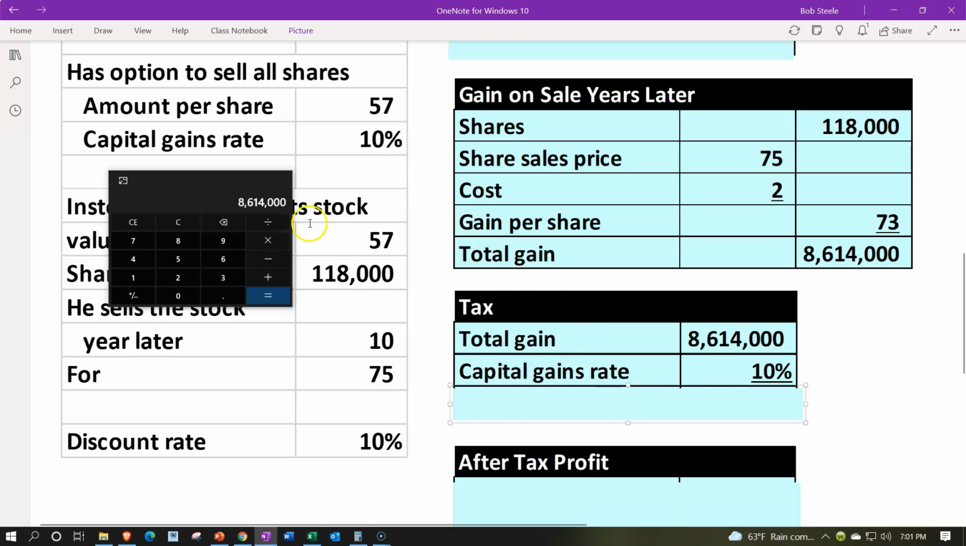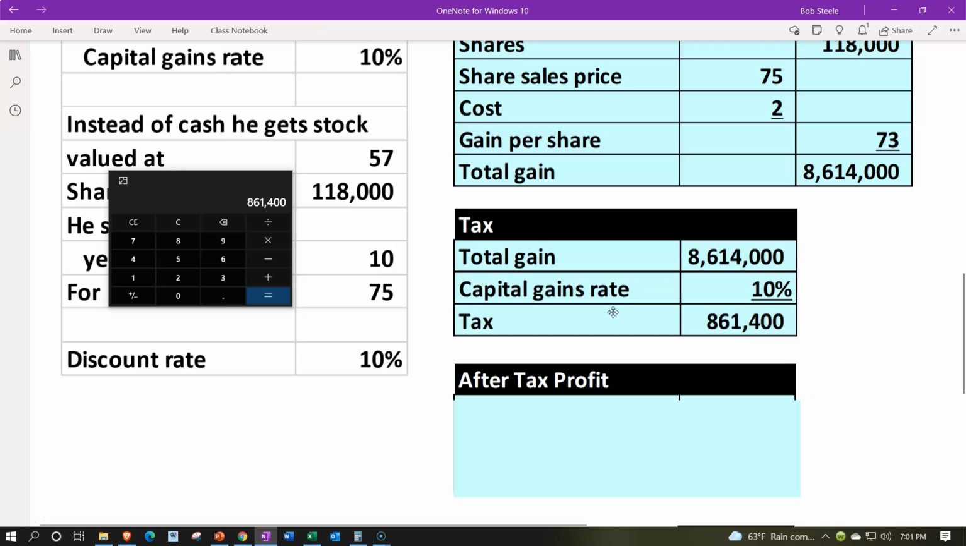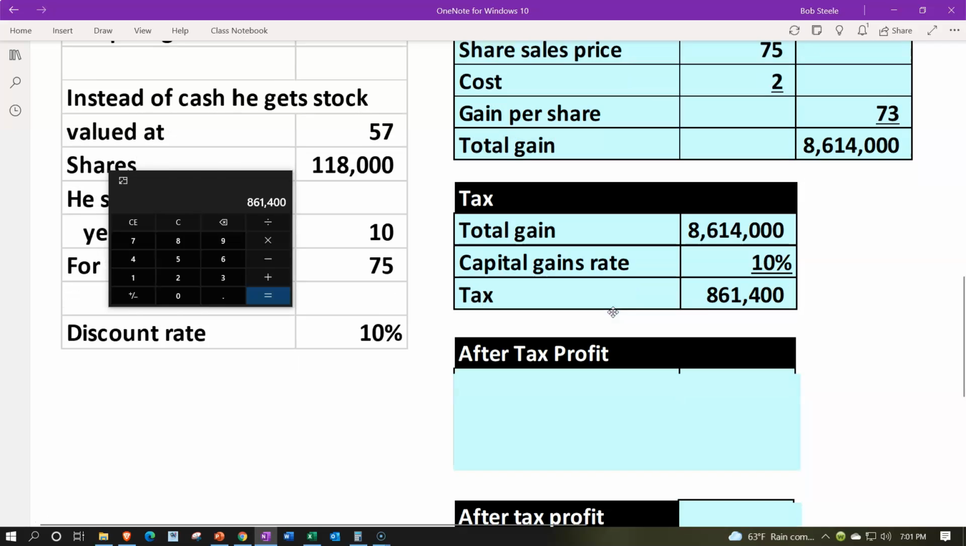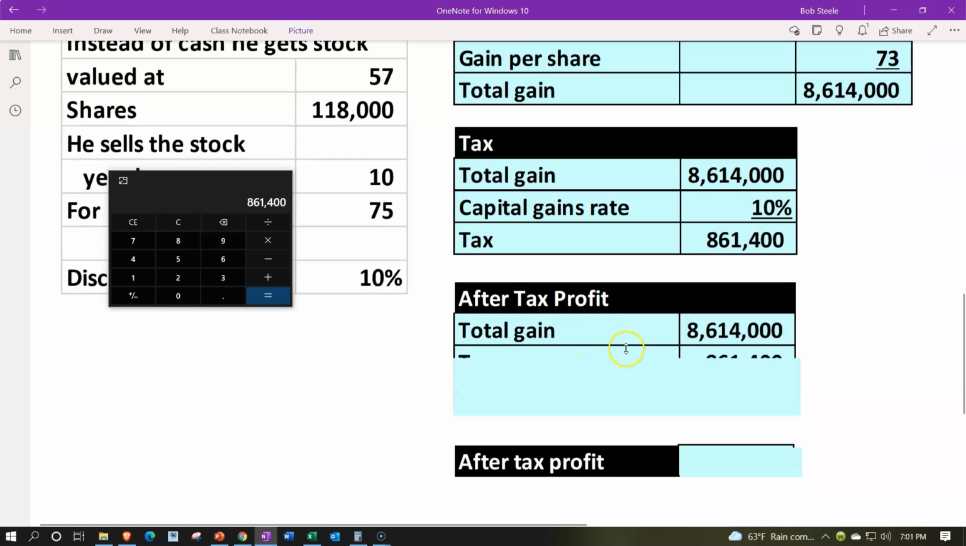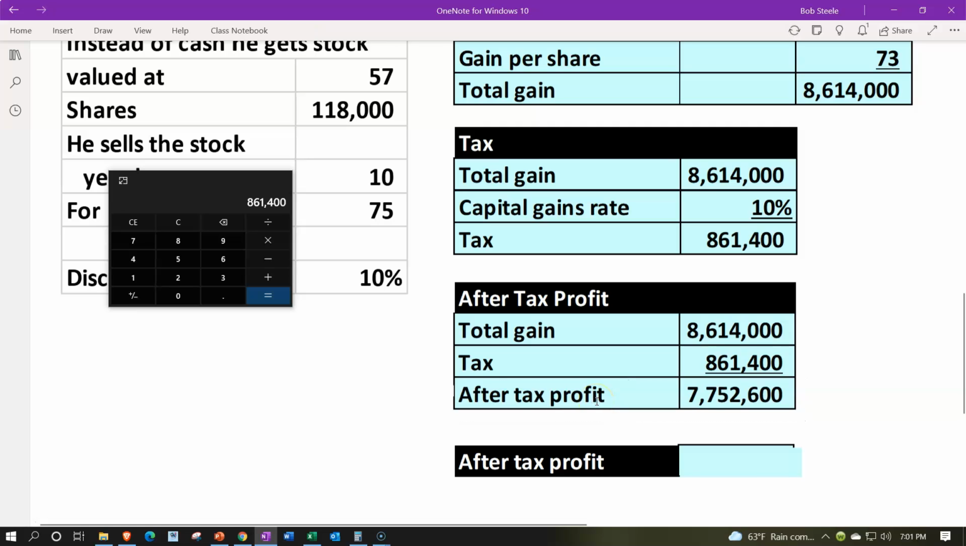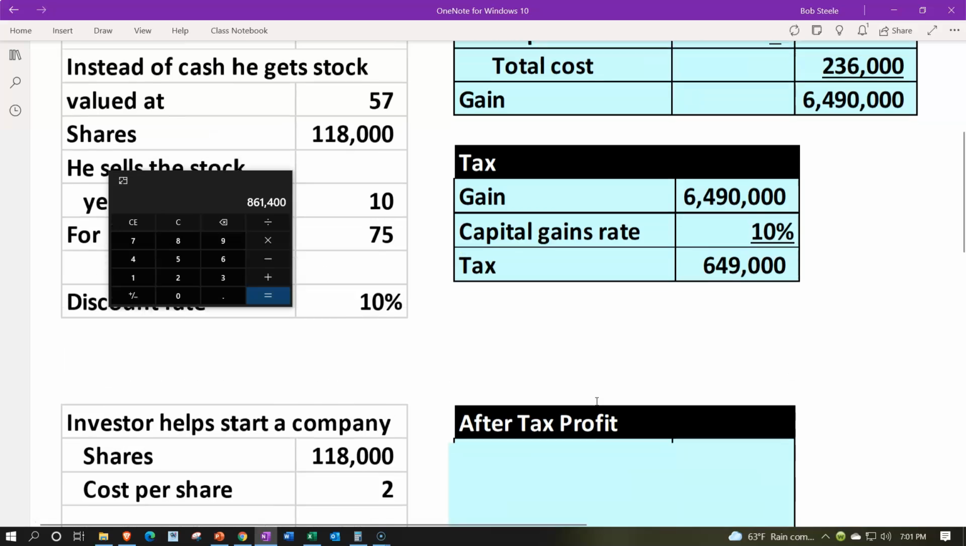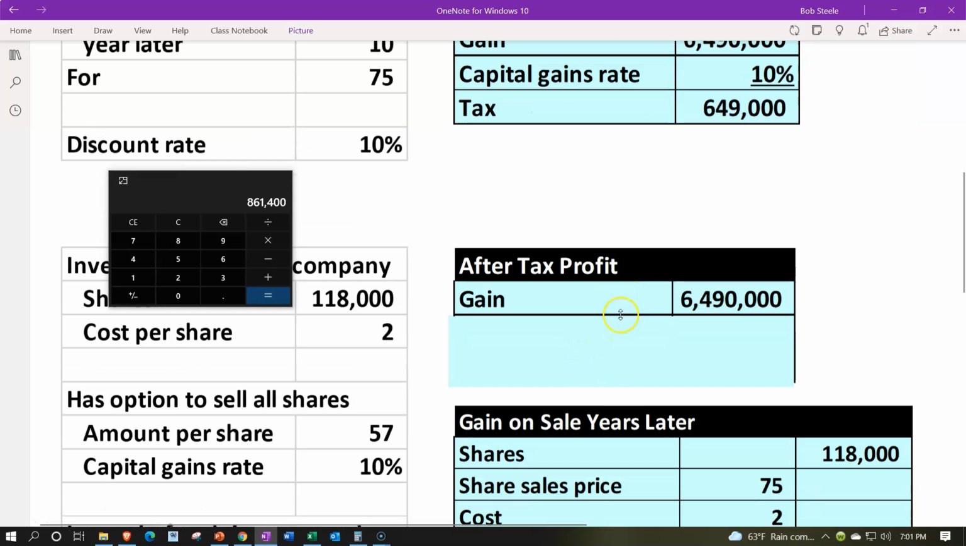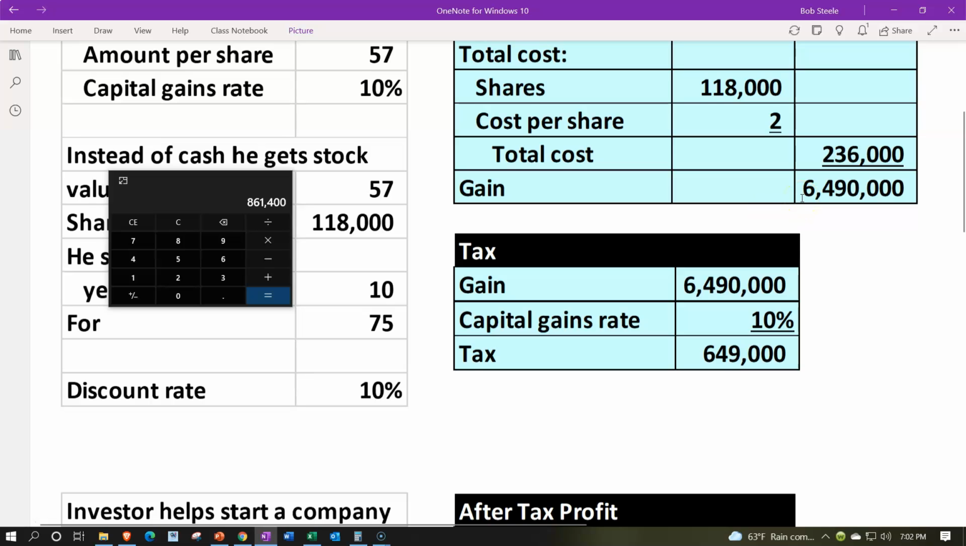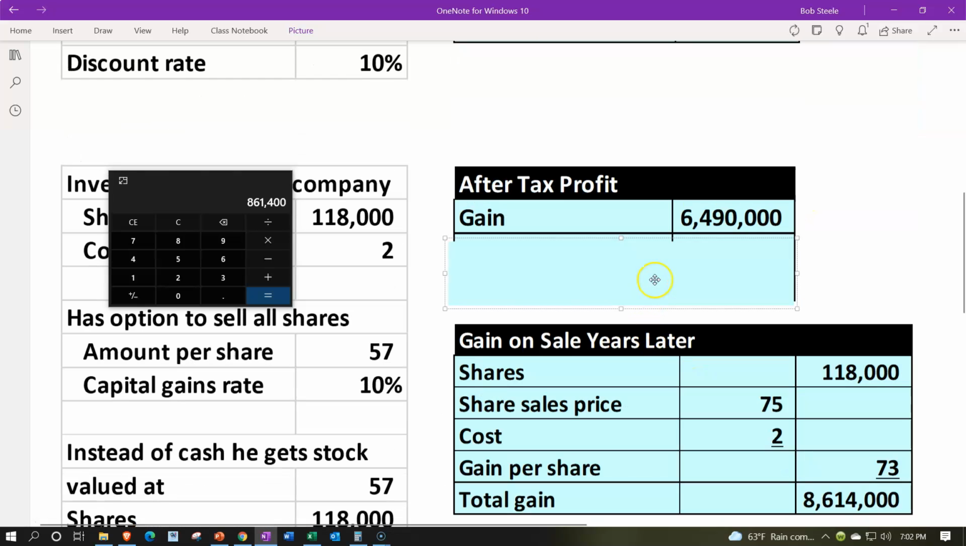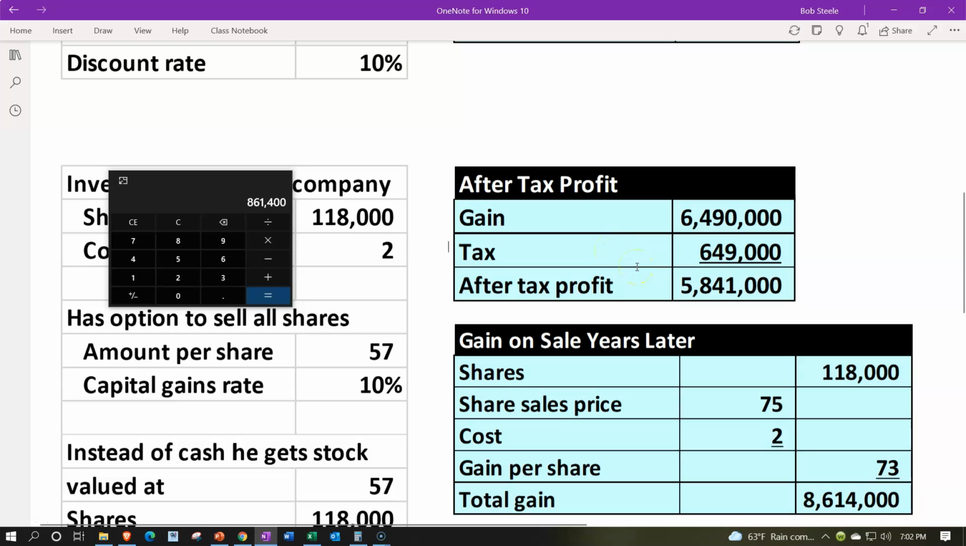So our tax then would be the 8,614,000. We're going to assume the same flat 10% rate times the 0.1. Obviously, tax codes could change over time. They could change rates over 10 years and whatnot if they decide to adjust the capital gains rate or something like that. But we're going to assume it's the same. And then the after-tax profit would be the total gain of the 8 million minus the tax. So the total gain would be 7,752,600. Whereas up top, we had the after-tax profit, which we never finished, was the 6,490,000 minus the 649,000. That would be then a profit of the 5,841,000.